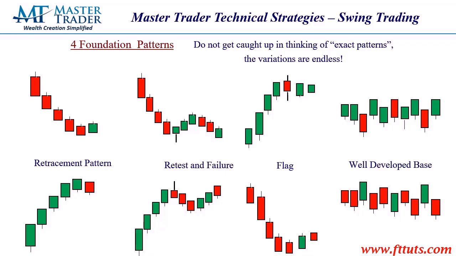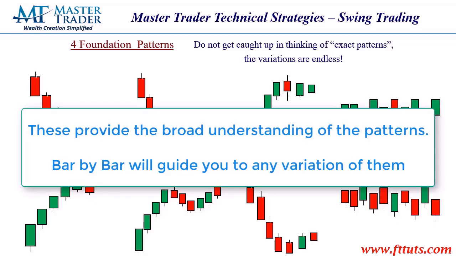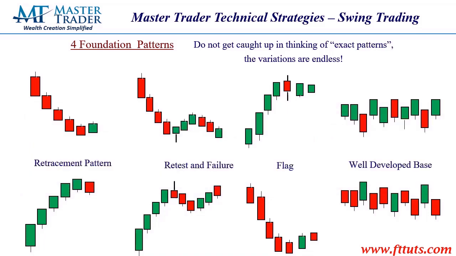anything that's happening at the time. We don't need to have a specific pattern to say that this is what has to happen. Bar by bar analysis and alignment, which are multiple time frames and trend, are going to tell you what's happening. So the thing is to understand that you have normal type of retracement patterns, you've got retest and failure patterns. Flag patterns are one in which they're creating support or creating resistance. A well-developed base is one in which there's a longer consolidation.